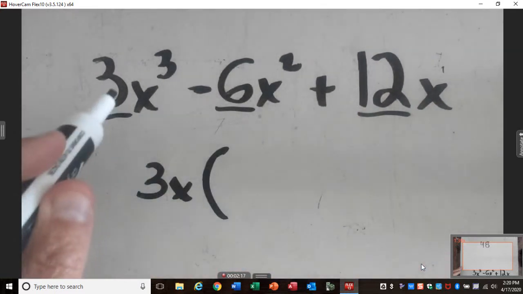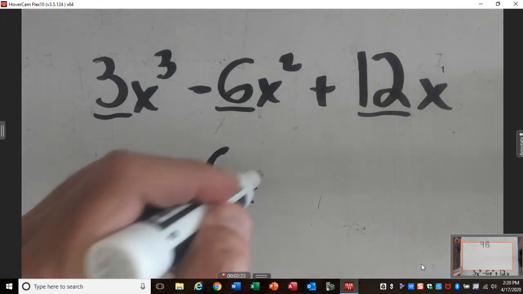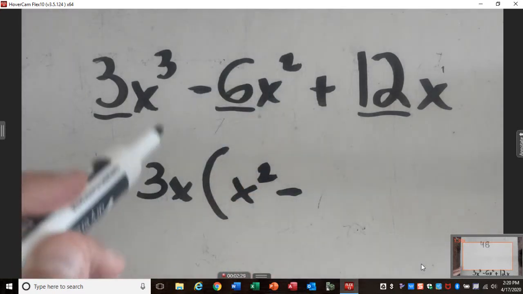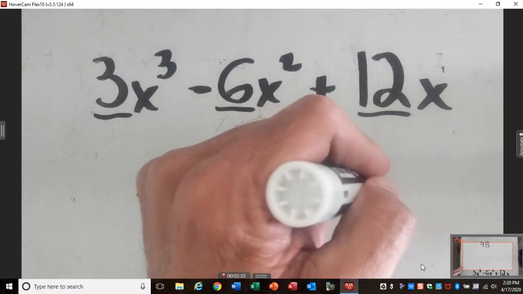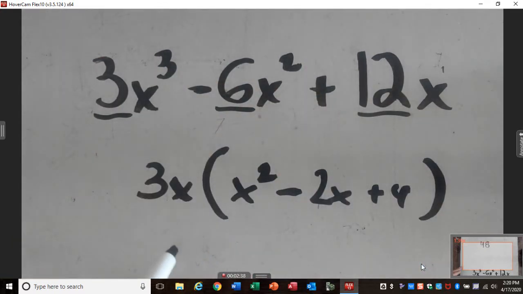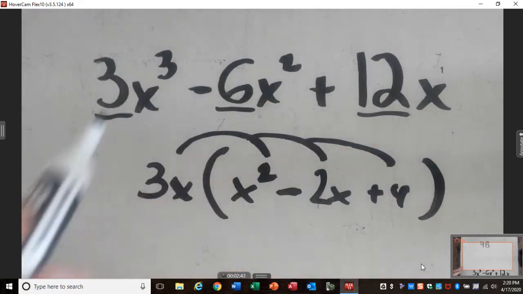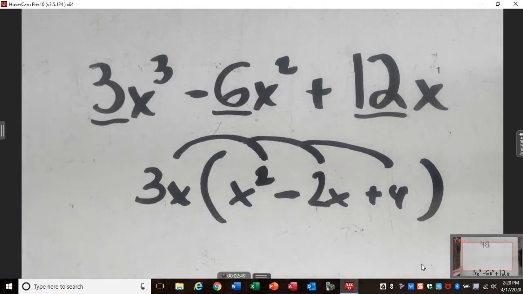And then we divided each one of these terms by 3x. So we took 3x cubed divided by 3x, and we got x squared. Minus, and then we took this 6x squared divided by 3x, and we got 2x. And then we took 12x divided by 3x, and we got 4. And we're done. And we could check this by distributing. If you distribute this, you're actually going to get your original problem. So that was kind of what we've done before, what you did in elementary school, what we did before the COVID-19.